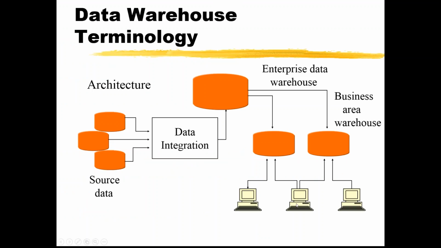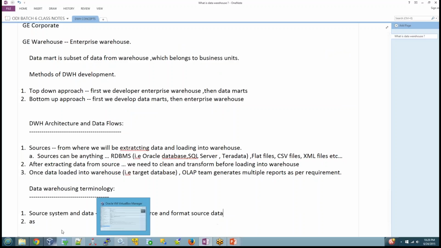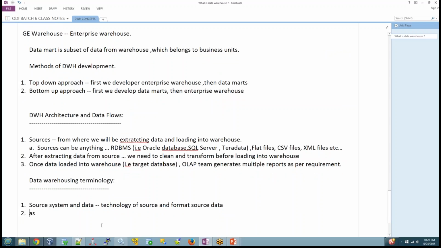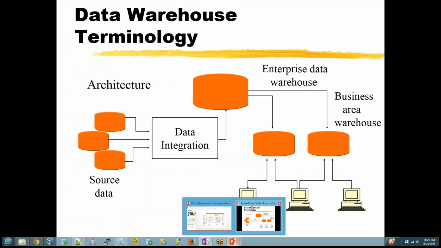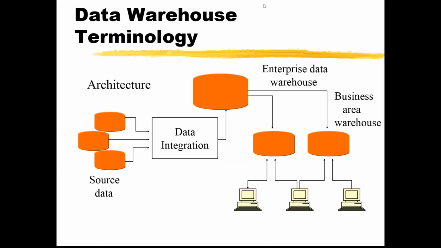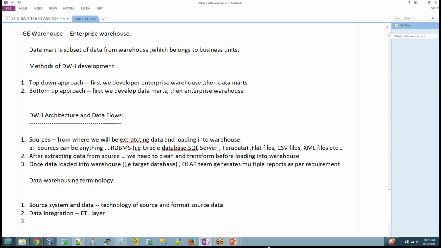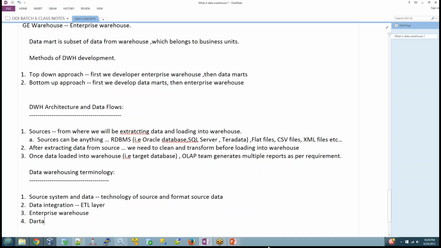The second step is data integration. Data integration means the ETL layer. The ETL layer is responsible for extraction, transformation, and loading. We extract, transform, and load into the enterprise warehouse. And then the data marts.